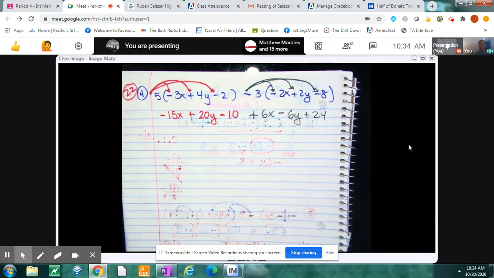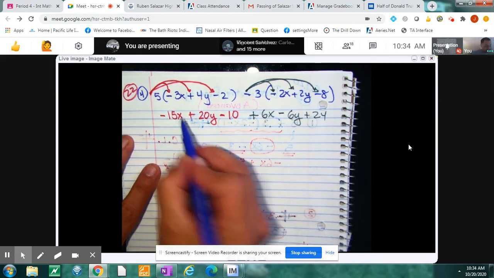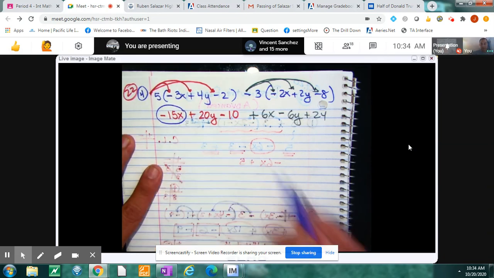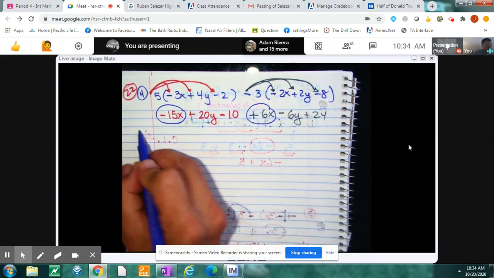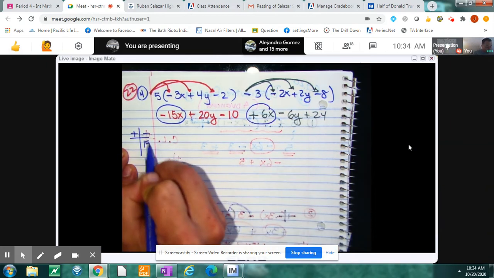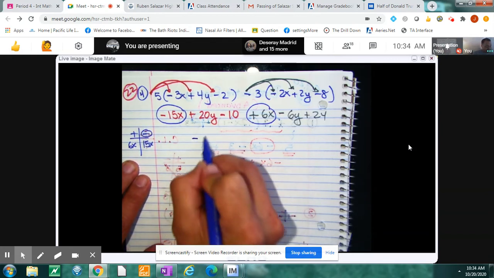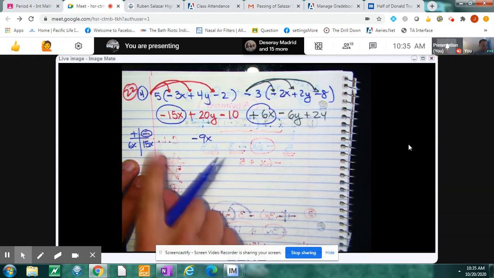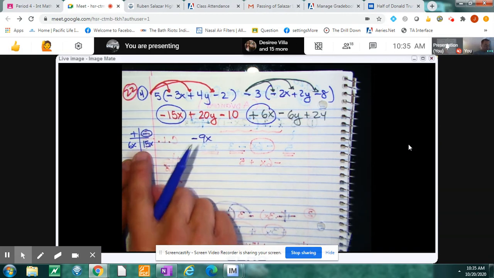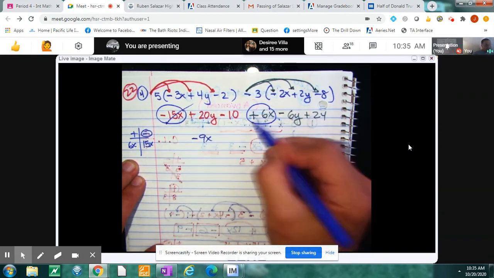See that? Now that all the parentheses are gone, now I have to combine like terms. Okay? So here we go. What are we gonna do first? Let's do the x's first. Rigoberto, which are the x's? Negative 15x and which one else? Right. So negative 15x. If I do the t-chart, my answer is negative by 9 because I subtract. Okay? Negative 15x plus 6x. So then there's no more x's, so I could cancel them out.